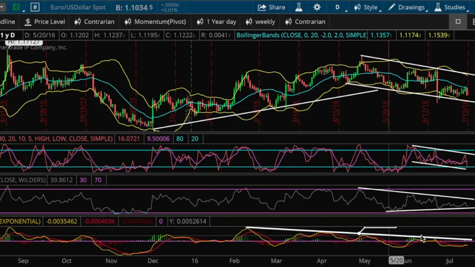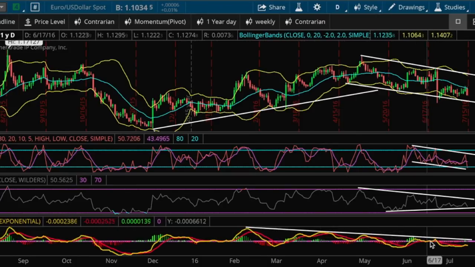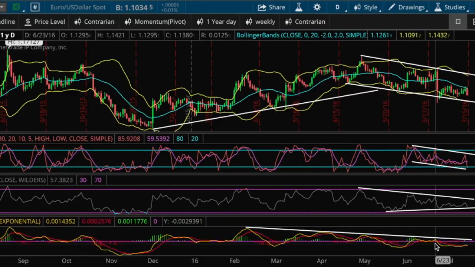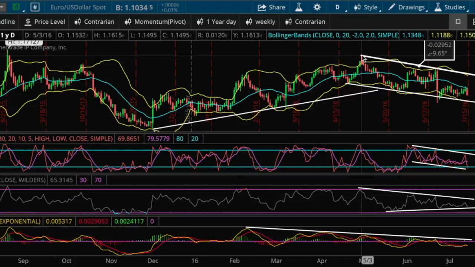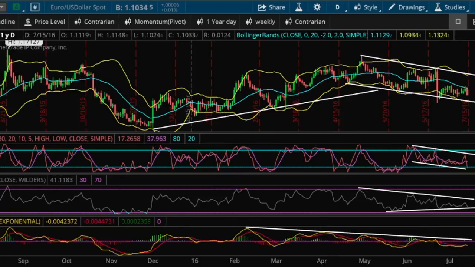The MACD is very weak. I mean, just lower high, lower high, lower high, lower high. Classic downtrend. Looking back at the chart, you got a spike here, high here. It's just Euro Dollar downtrend. That's a position to be short in.